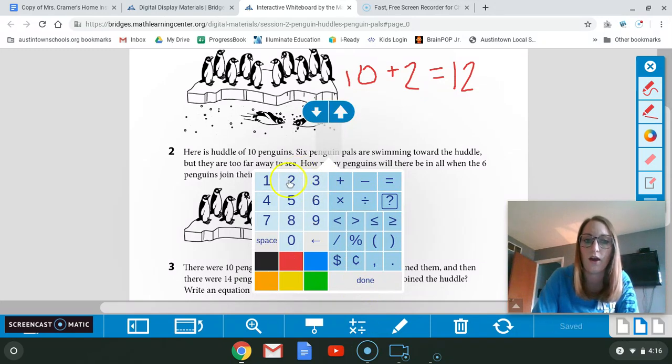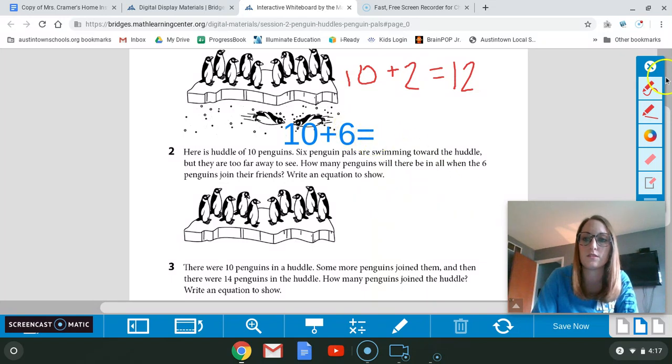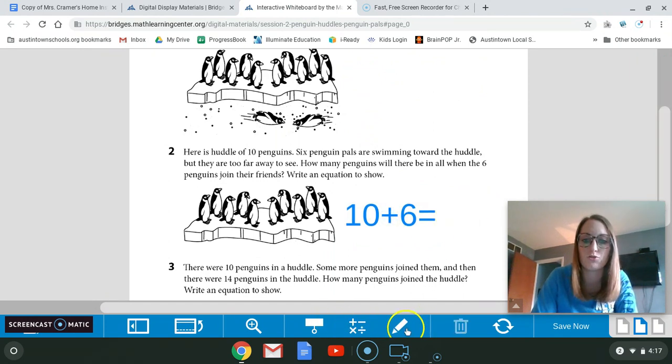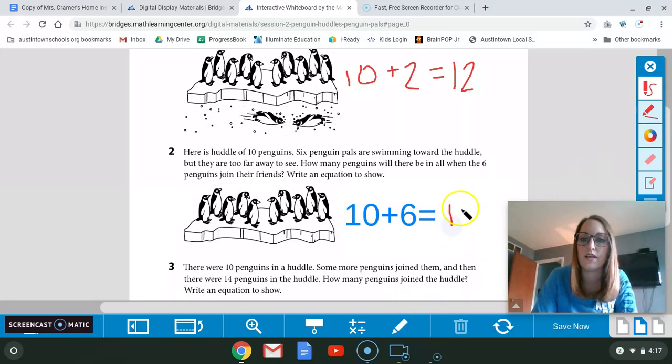So let's try it this way. If I do 10 plus, how many just came? 6 equals, I need to come up with the answer to 10 plus 6. Whoopsies. 10 plus 6, what's my answer? It is. You are right. It is 16, okay? If I was going to draw this, I would have 10 already here, and then I would add 6 more, or I can count on 10, 11, 12, 13, 14, 15, and 16, okay? That is how I get that.